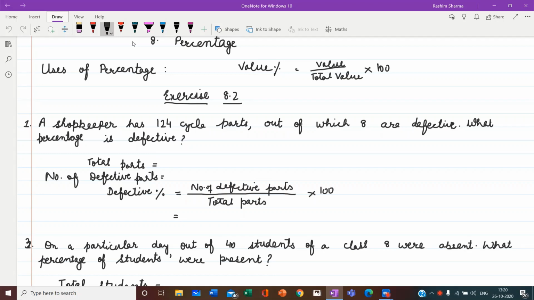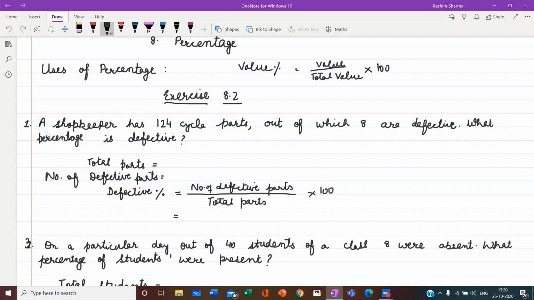Hello students, let us continue today with chapter 8, percentage. Today we are going to discuss uses of percentage in day-to-day life. First of all, you need to understand the method to find percentage for any given value. At that time, value in percent will be equal to value in number upon the total of all values into 100. Okay, so we will understand it with the help of questions from exercise 8.2.